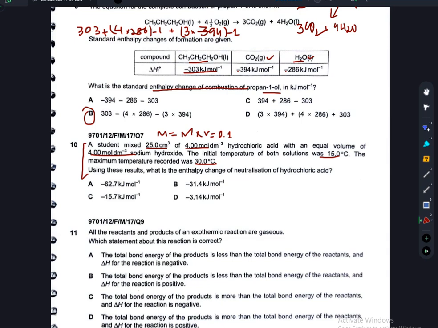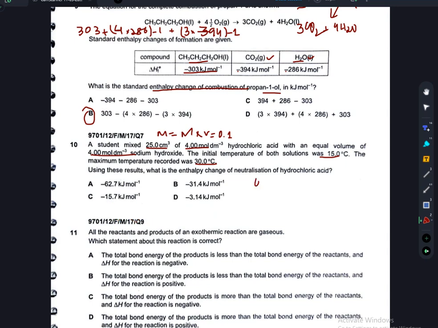Now why I am writing the balanced chemical equation: NaOH plus HCl, this would give us NaCl plus H2O. But the definition is, when 1 mole of water is formed, so in this reaction there is 1 mole of HCl, so we are to calculate the 1 mole enthalpy change of neutralization of HCl. So I will do the calculation for the whole paragraph. Just a second.